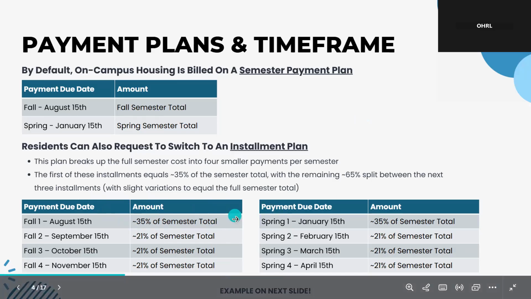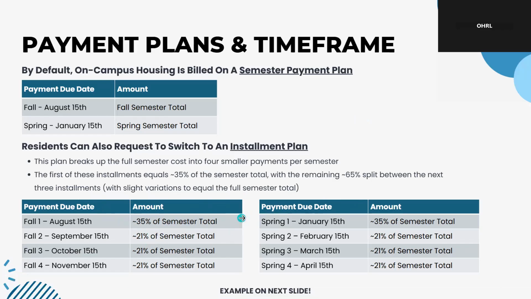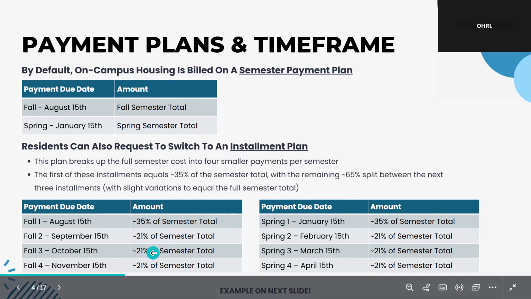There are some variations in between the two, like fall second semester might be, and this is me ballparking it, so don't worry, 21.6%, and it might then be 21.2, 21.2 for the rest, just to get that round number.